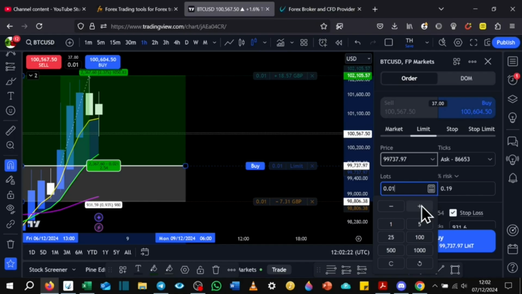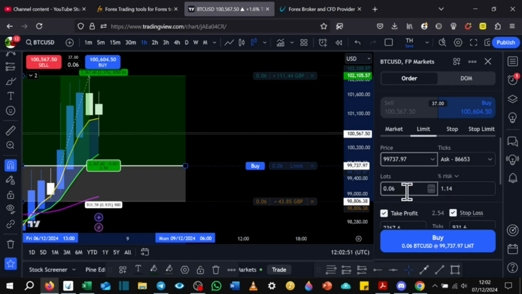So for argument's sake, if we had £500 in there, we could press this plus button until you get the risk at 1%. So in this case, it's 1.14%. That's fine. You could go to this if you wanted to, and it's 0.05, or you can press the plus again, 0.06. You know, that's probably a little bit better. So we are showing now that we're risking 1.14% of our account. That's what we want. And it's telling us we can use a 0.06 lot size on this trade to risk 1% of the account.